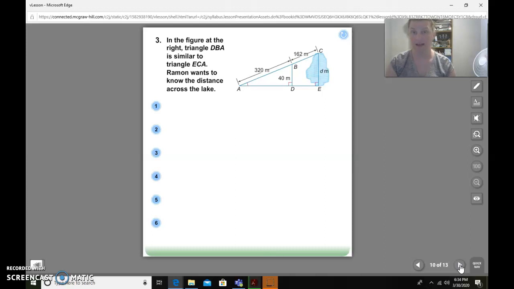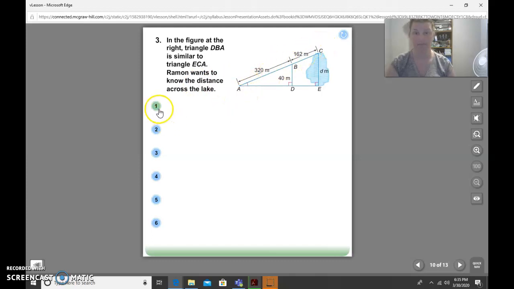In the figure at the right, triangle DBA is similar to triangle ECA. Raymond wants to know the distance across this lake right here. All right. So you know the distance here, segment BD, is 40 meters. Okay. You know that this part right here is 320. Well, total, this is 162. And this is 320. You need to add these together to get this whole line right here for AC.